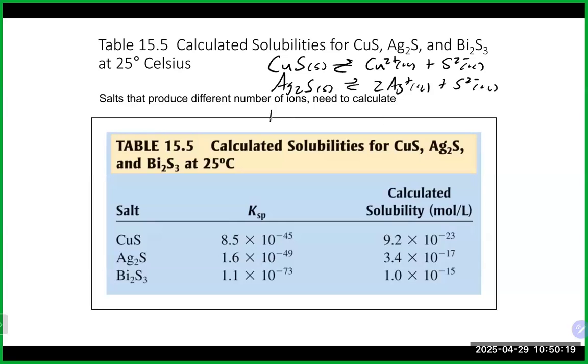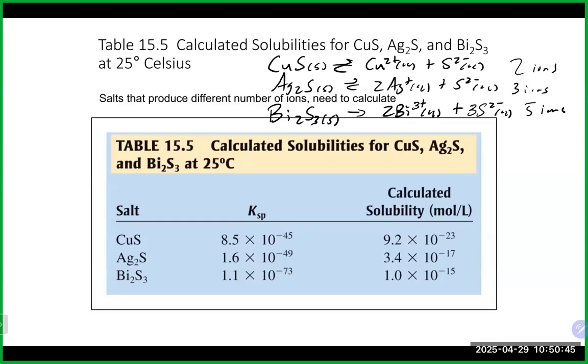And when we look at the bismuth example here and break that guy apart, we get a couple of bismuths here at 3 plus and 3 sulfides there. So in terms of ions, we have 2 ions here, we got 3 ions here, and we actually got like 5 ions happening here.